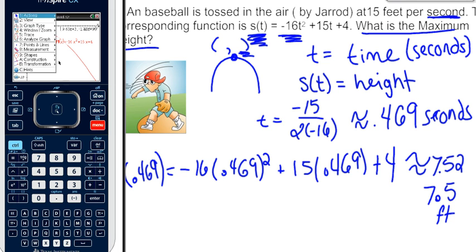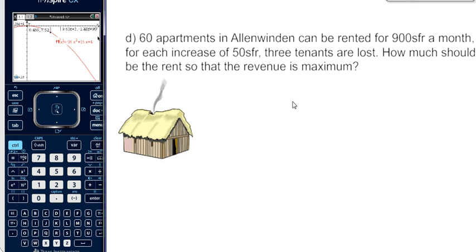Okay, we can analyze the graph, finding the maximum. And again, it gives us this information really quickly. So the time that the ball will reach the maximum is at 0.469, and the maximum it'll reach is about 7.52. And that's what we got to when we calculated it. So again, either method is great. It's good if you can do both, ideally. So it just gives you more options to work with. Okay, last one.